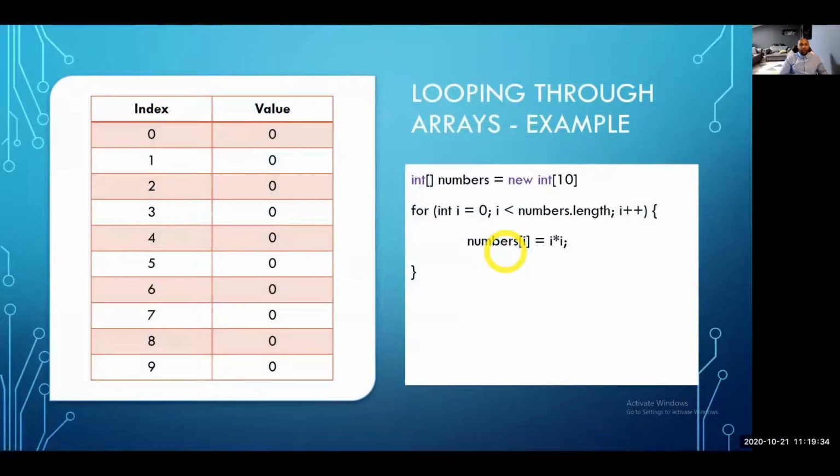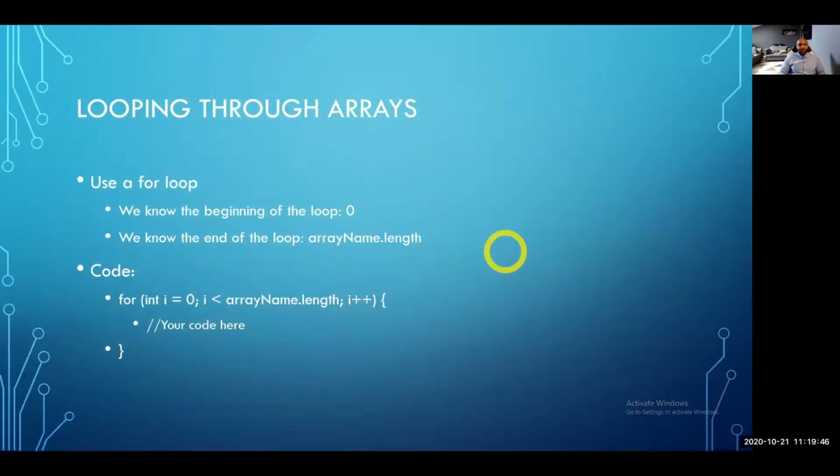So looping through arrays, just like we index the arrays, we can loop through arrays just as easily. And when looping through arrays, we know that there's a beginning and an end. The beginning of the loop will be 0. That's the first index. The end of the loop will be array name dot length. Because if you look down here at the code, for int i equals 0, which is the first index, i is less than array name dot length, i plus plus.